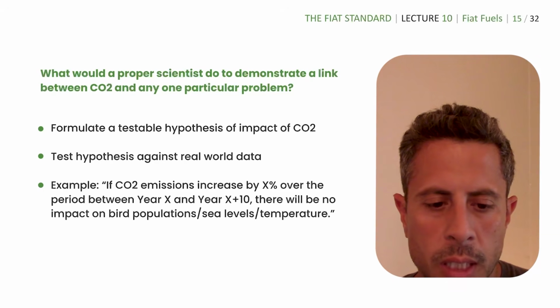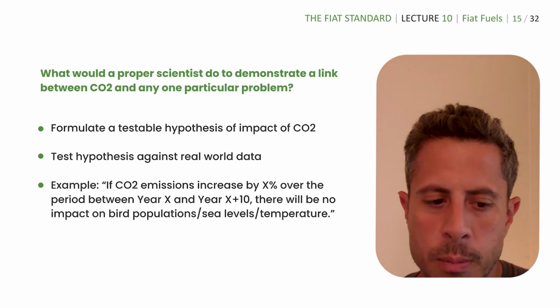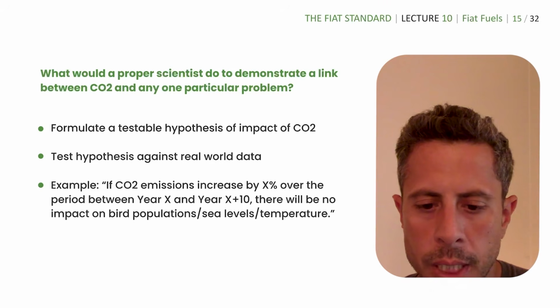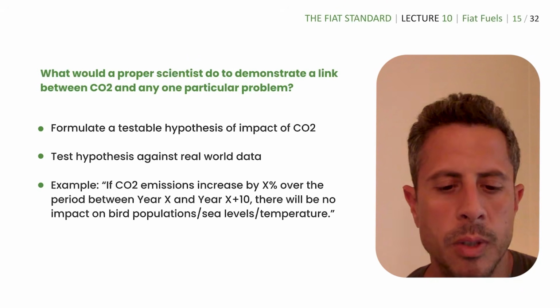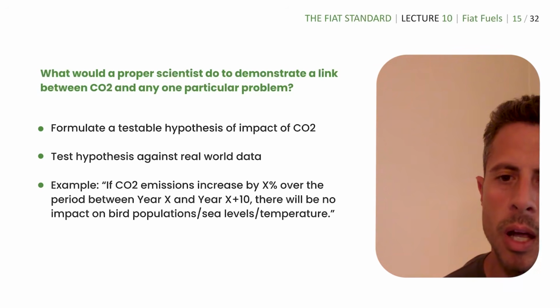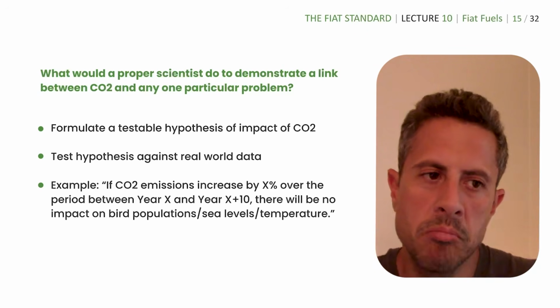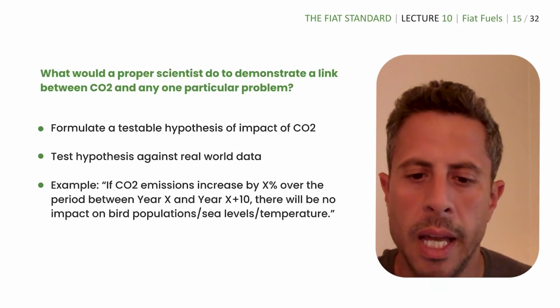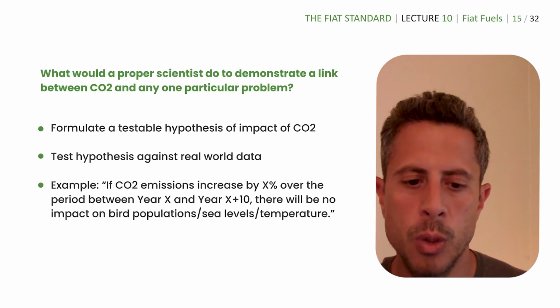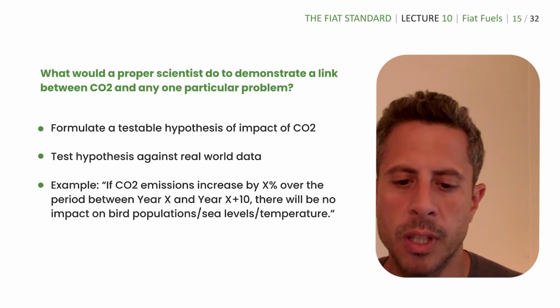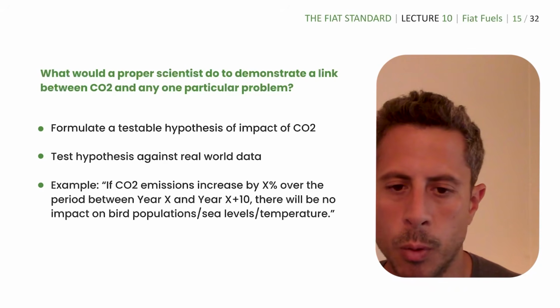So, for example, if CO2 emissions increase by X% over the period between year X and X plus 10, there will be no impact on bird populations or sea levels or temperature or whatever it is. This would be the null hypothesis. The null hypothesis is there's no impact. And so therefore, you would say that if CO2 goes up by this much, you would not expect any significant change in temperature or sea levels or populations.